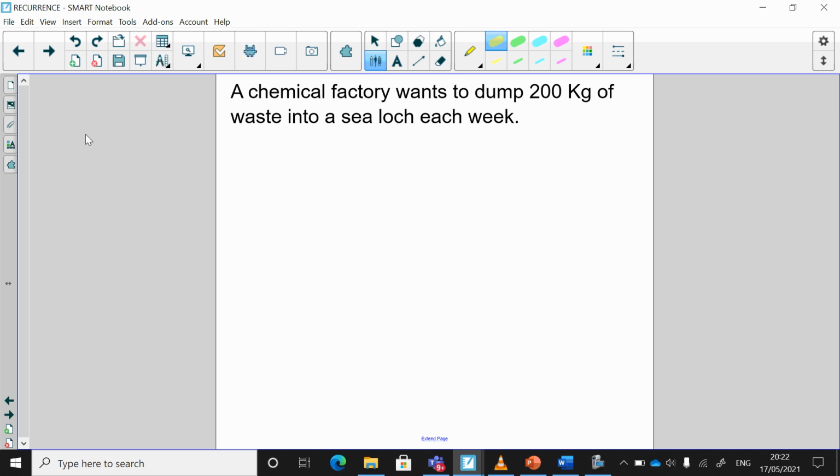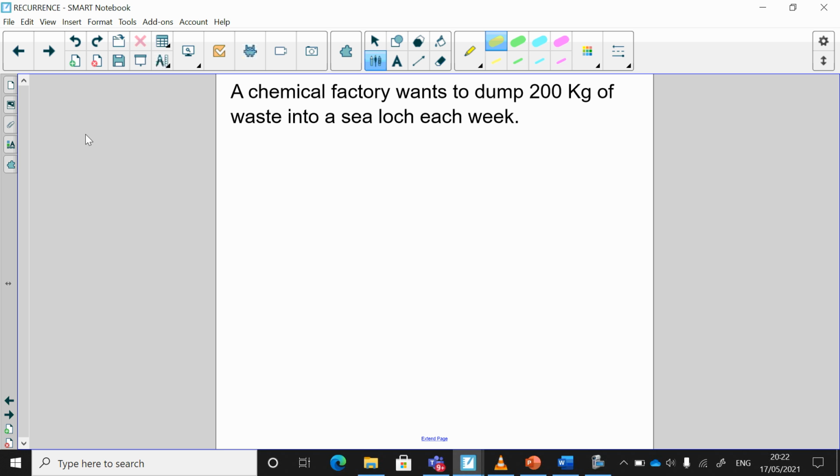Some kind of factory wants to dump waste into a loch. Right, if you were in my class on whatever occasion, I don't agree with this here, but it's all entirely fictitious. Don't take it personal. Okay. But it does actually fit in with this topic here. It's actually a very good question. And it's real, even though I said it's fictitious. It can be real. Okay.